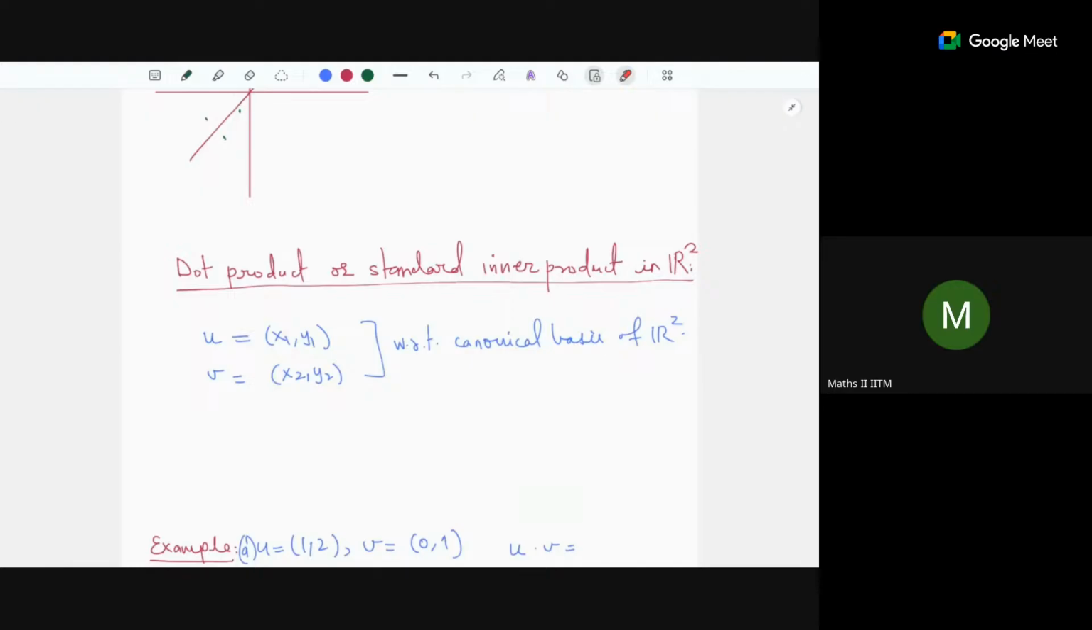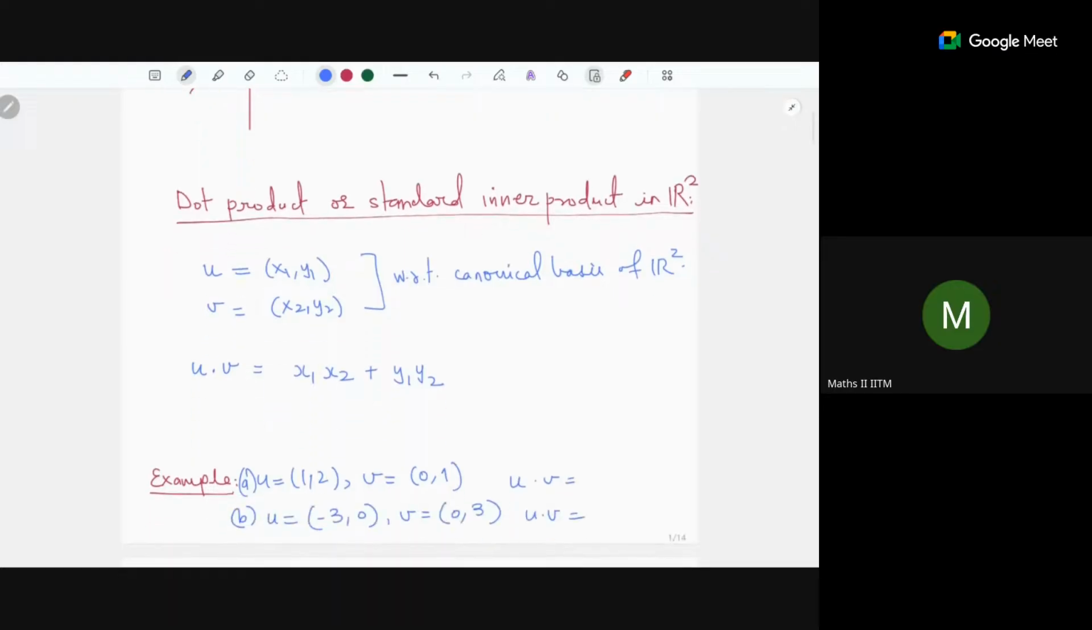Then you can define the dot product of these two vectors as x1 x2 plus y1 y2. We multiply the first coordinates, and then we add the multiplication of the second coordinates. This is the definition of the dot product.